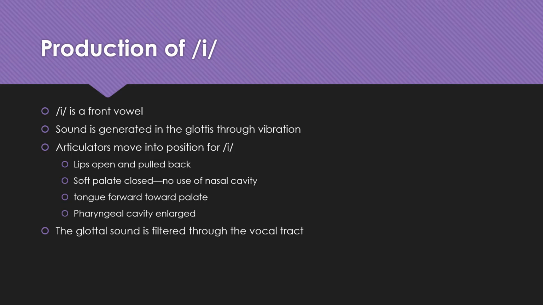And then we would look at the transfer function, which is where the articulators move into position for the E. Now this would look like lips being open and pulled back. The soft palate would be closed because there's no use of the nasal cavity. The tongue would be forward and towards the palate, and the pharyngeal cavity would be enlarged. So this would be showing where the formant spikes would be on the resonance curves when the articulators are moved into this particular positioning.